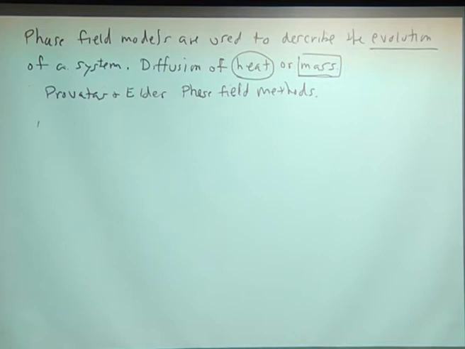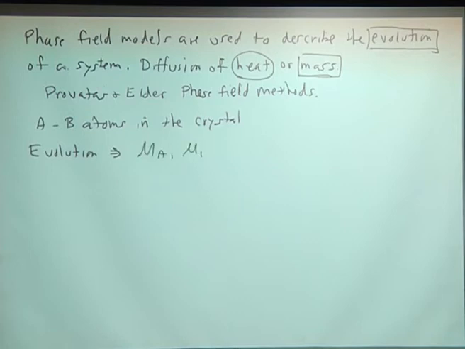So the A and B atoms, we're going to consider the case where we have A and B atoms in the crystal again. And we're interested in evolution. And so evolution implies that the chemical potentials are not constants. So they vary in space.